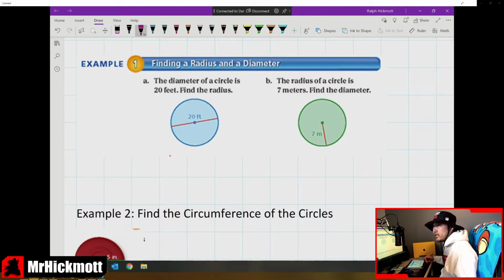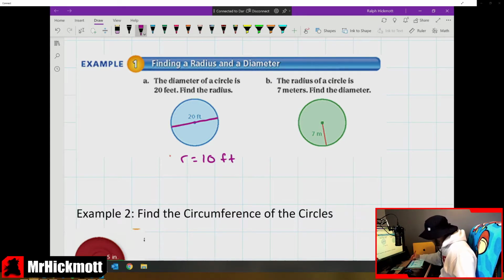It's just showing you the relationship between radius and diameter. So for A, it says the diameter of a circle is 20 feet, find the radius. If the diameter, you can always tell because it goes right across, is 20 feet, the radius is 10 feet. It's just going to be half of that. Mental math, not much more work than that.